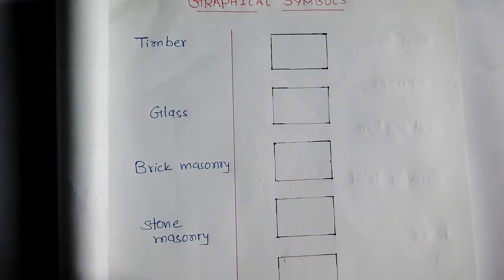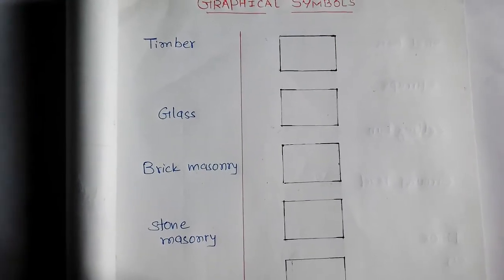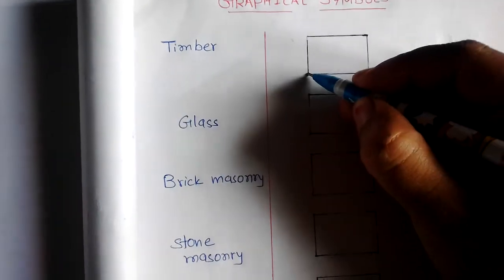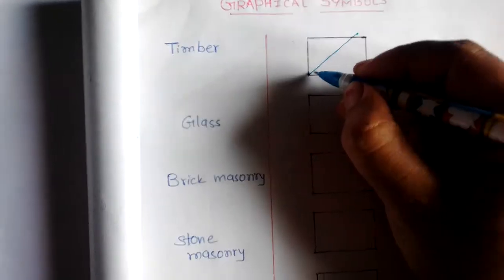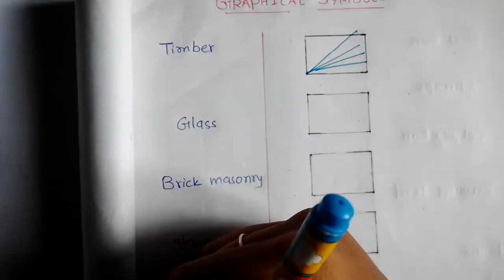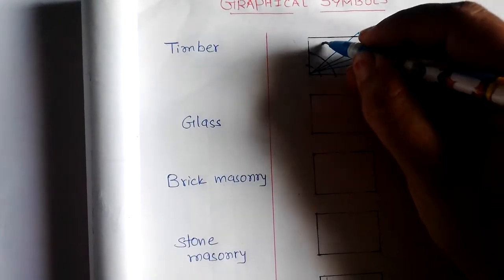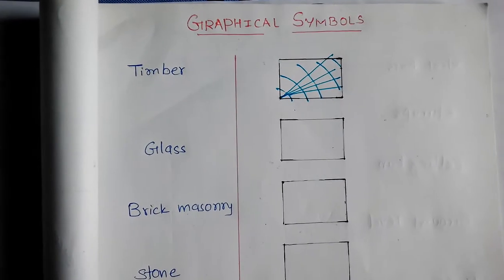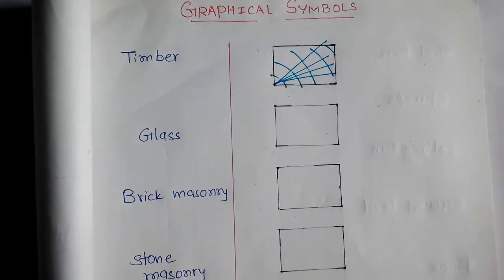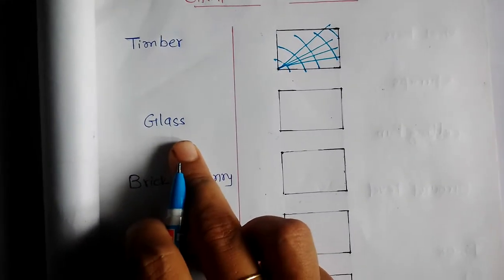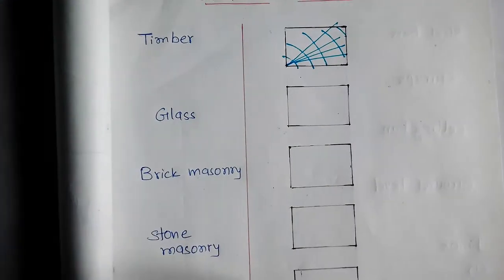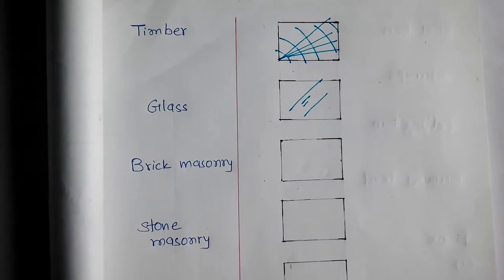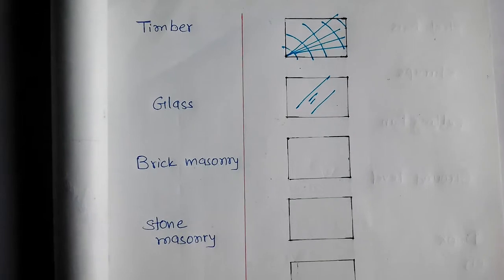When we need to show timber on a building drawing, in this type of rectangular box we have to draw lines like this. So this is a graphical representation, or you can say graphical symbol, for the timber. Now when we require to present glass, simply in this rectangular box we have to draw this type of line. This is the graphical symbol for glass.